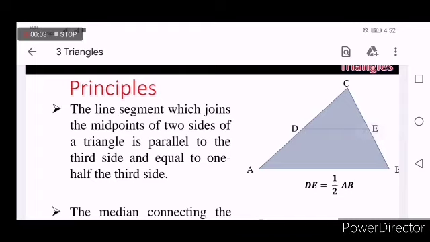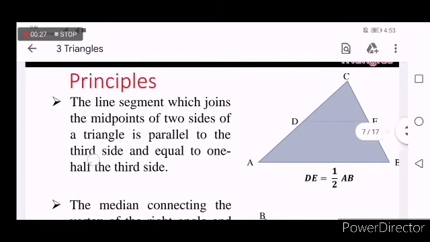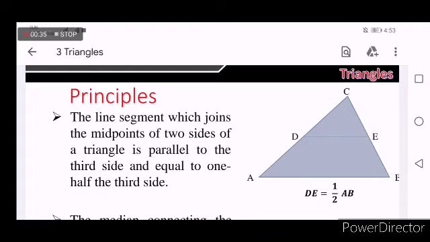We have principles to follow when we are solving problems involving triangles. First, the line segment which joins the midpoints of two sides of a triangle is parallel to the third side and equal to one half the third side. So look at the figure on the right side. You can see there that DE is one half the measure of AB. So if side AB is 20, then DE, which is parallel to this side, is equal to 10, and vice versa.